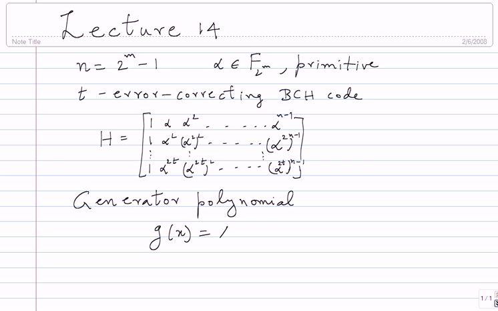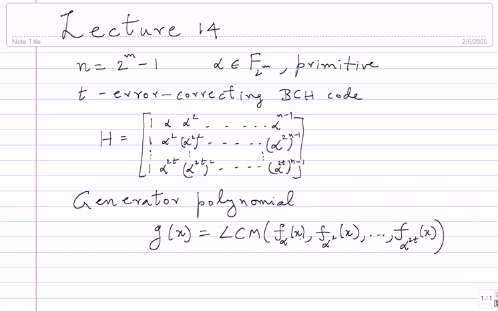So what is the definition here? The LCM of f_alpha(x), f_alpha^2(x), so on till f_alpha^(2t)(x). I hope this is the notation I used for the minimal polynomial. You might see some books use capital M instead of F just to say it's the minimal polynomial, but any notation is fine.